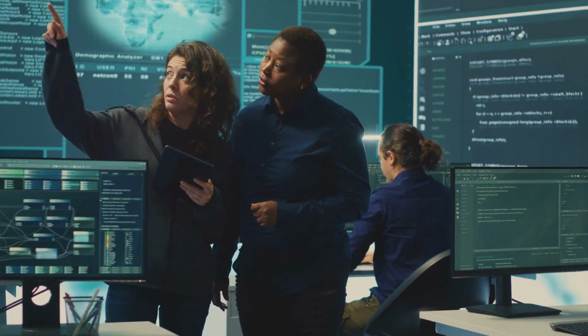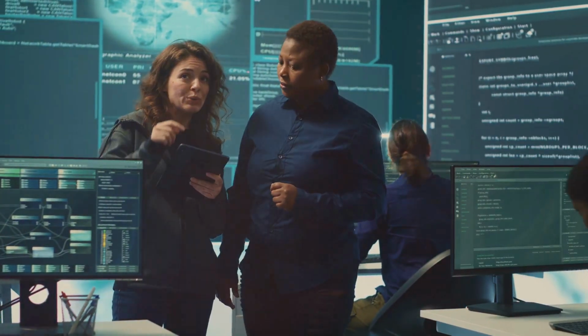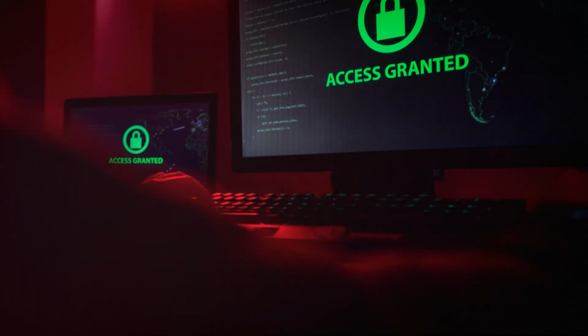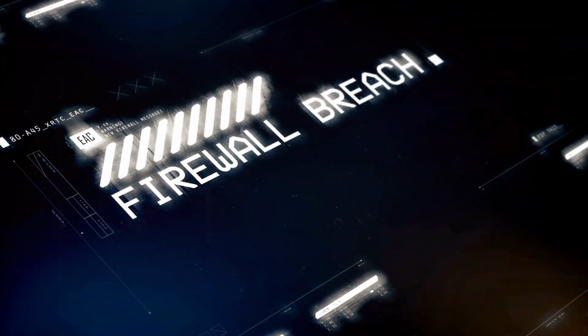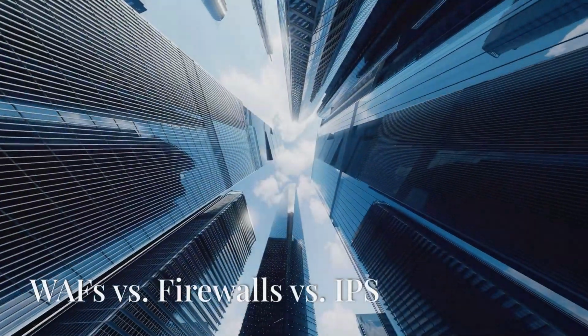The type of WAF used can impact bypass techniques. For instance, bypassing a cloud-based WAF might involve exploiting vulnerabilities in the cloud provider's infrastructure. Each type presents unique challenges and opportunities from a security testing perspective.